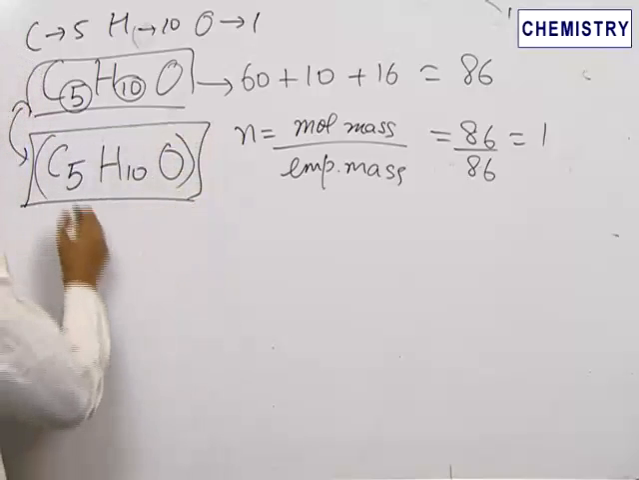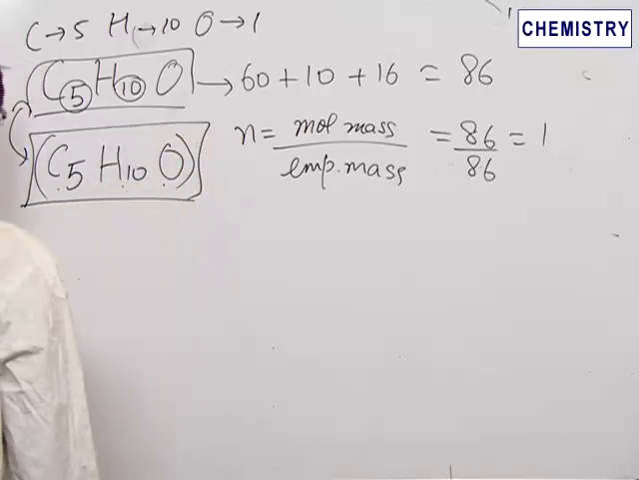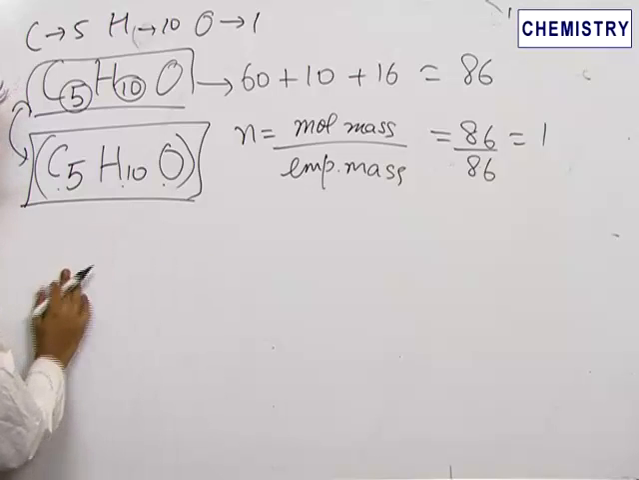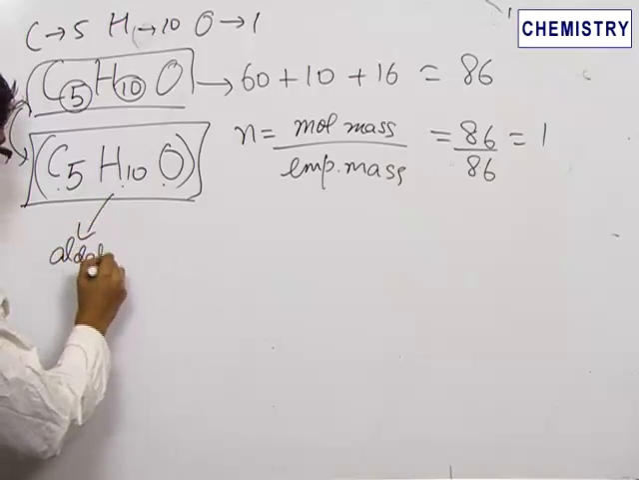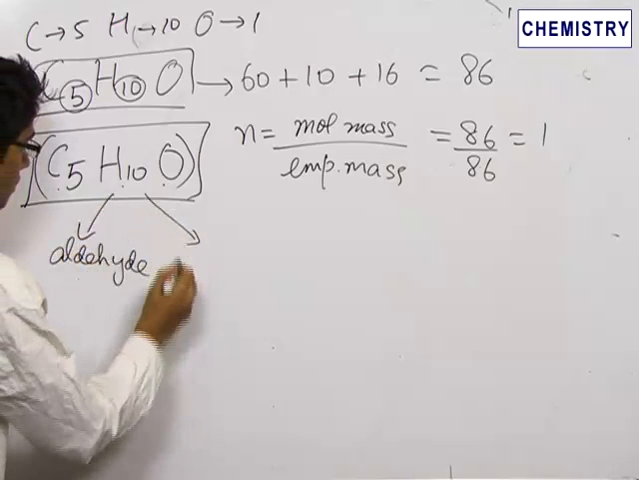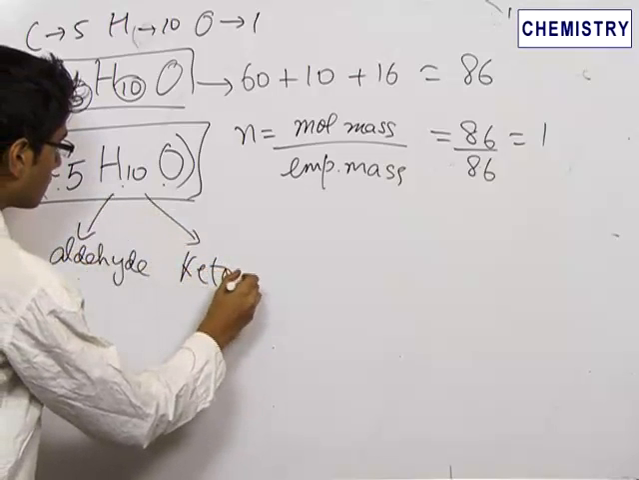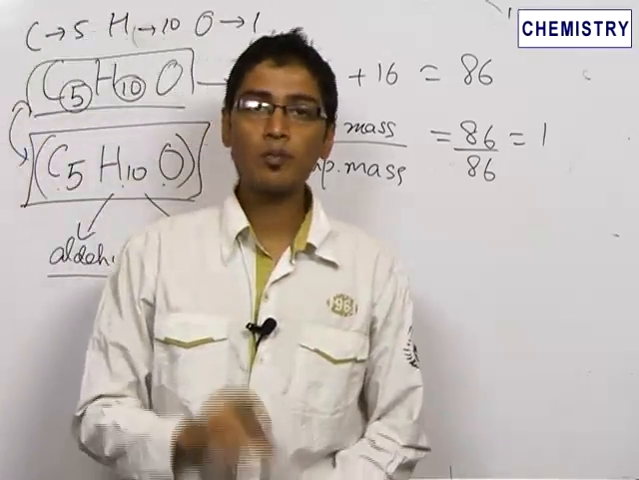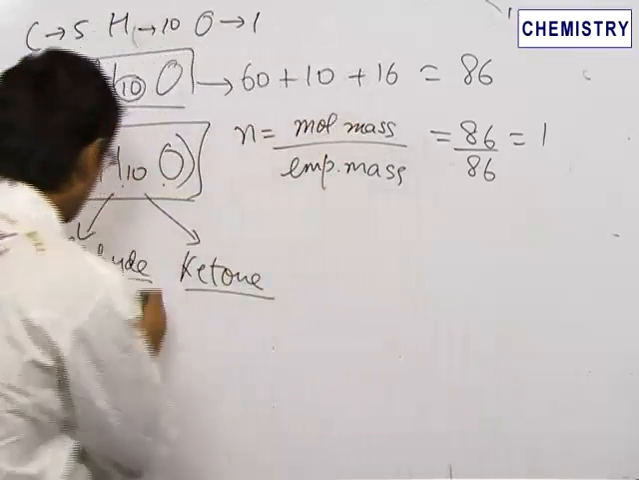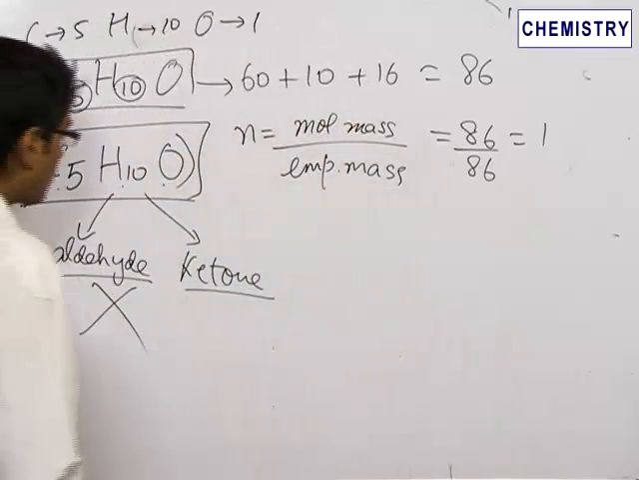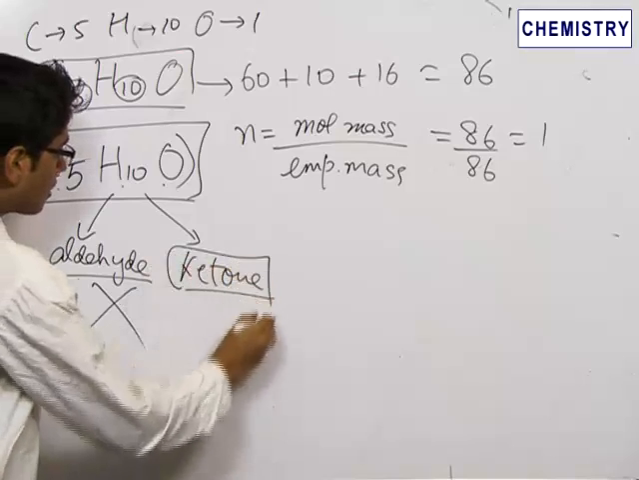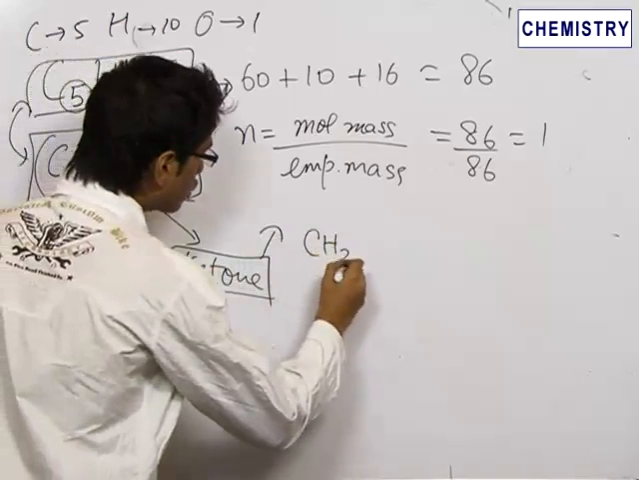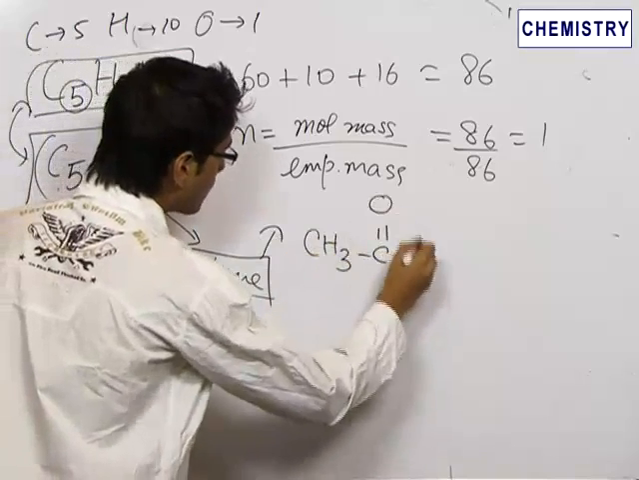Since this organic compound contains carbon, hydrogen and oxygen, and since it gives a positive iodoform test, so it can be an aldehyde or a ketone. But since we are given that this compound does not give Fehling solution test, so it cannot be an aldehyde, because an aldehyde never gives Fehling solution test. So this is a ketone, and since it gives a positive iodoform test, so it should have CH3CO group present.